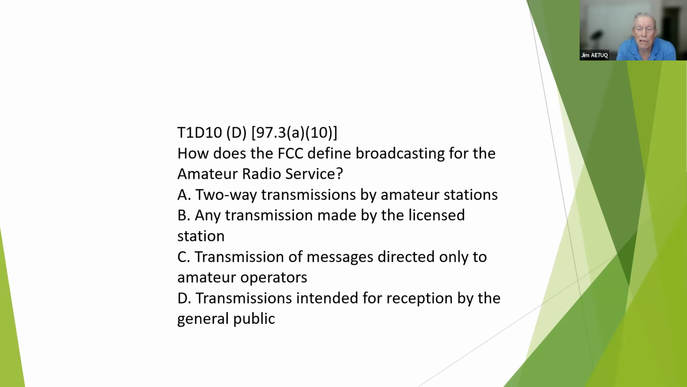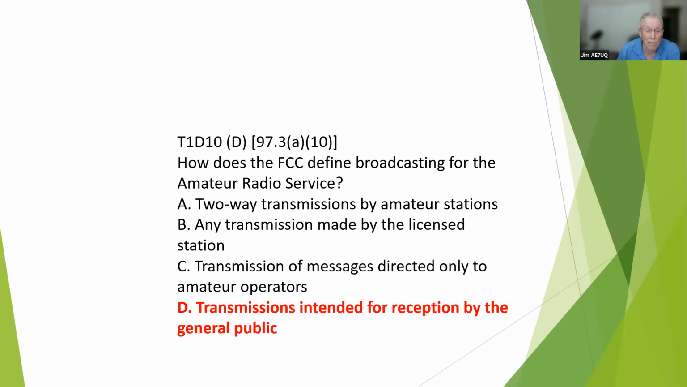And how does the FCC define broadcasting for the amateur radio service? Broadcasting intended for reception of the general public. So here's yet another one related to the commercial broadcasting prohibition. The definition is, if you're sending out a message for the general public over the air, then you're broadcasting, and that's not allowed under the FCC rules.